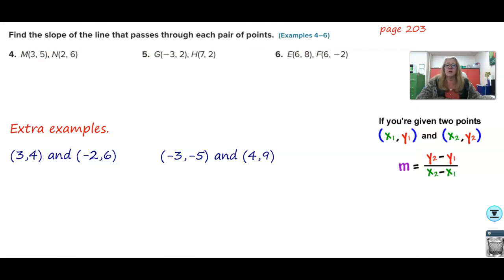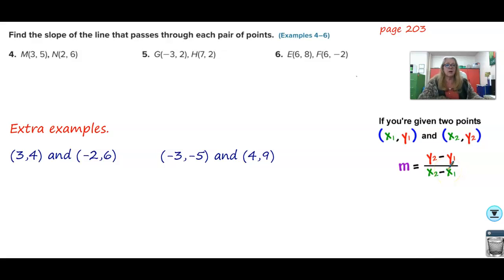All right, so in your workbook on page 203, we're going to start with number 4. I've got the slope formula written over here for you. Remember the slope formula, M indicates slope. And the slope formula is second y minus first y over second x minus first x.